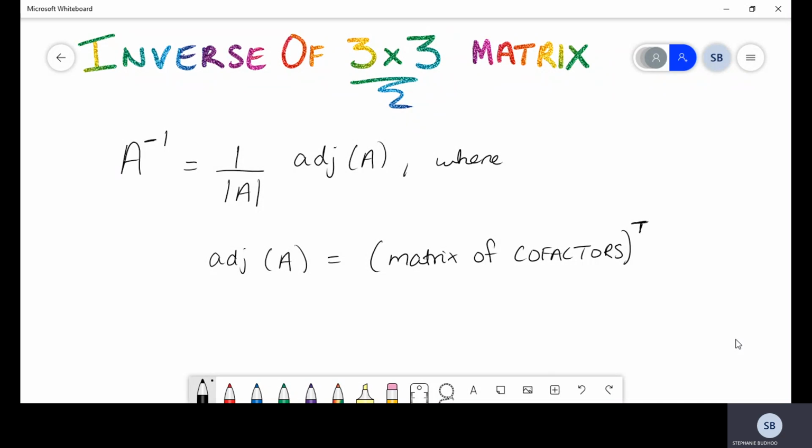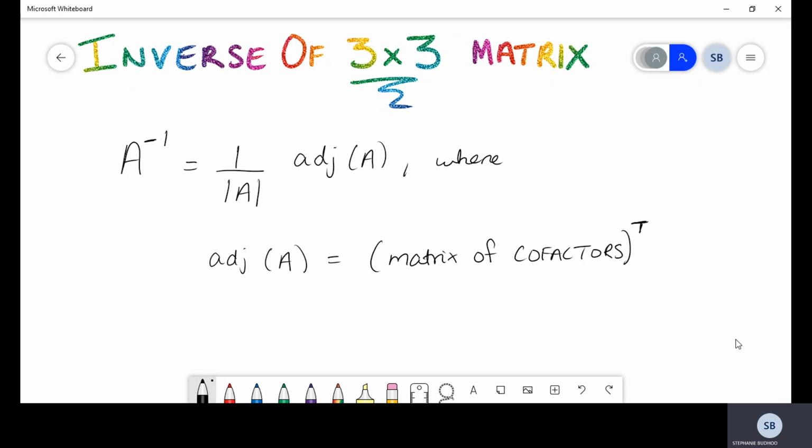Hi guys. So today we are going to be looking at finding the inverse of a 3 by 3 matrix. Now, if you guys can recall, in previous videos we covered finding the inverse of a 2 by 2 matrix. And the formula is quite similar to this one, where instead of adjoint A, we had a matrix involving the interchange of the leading diagonal and a change of sign of the second diagonal.